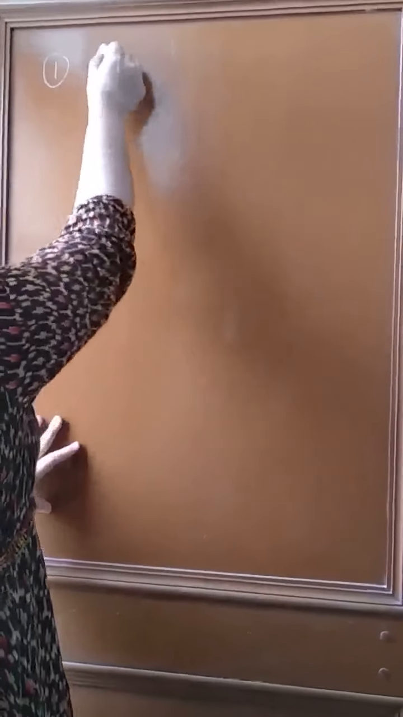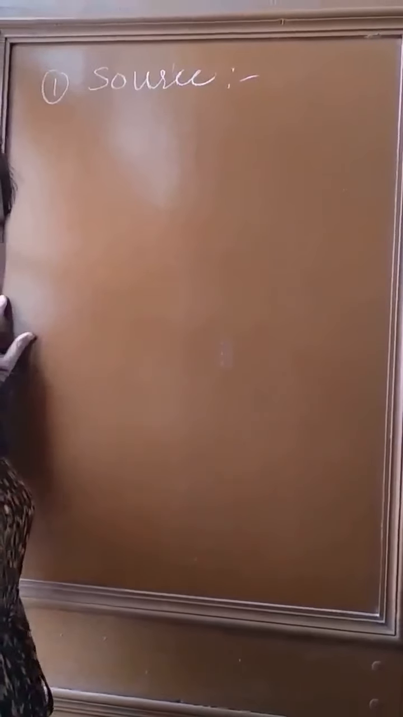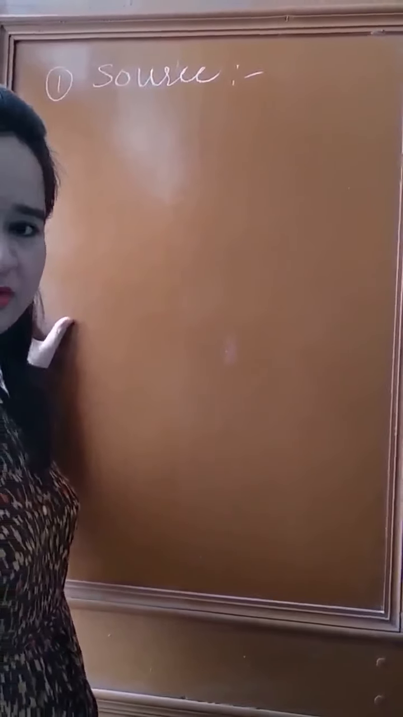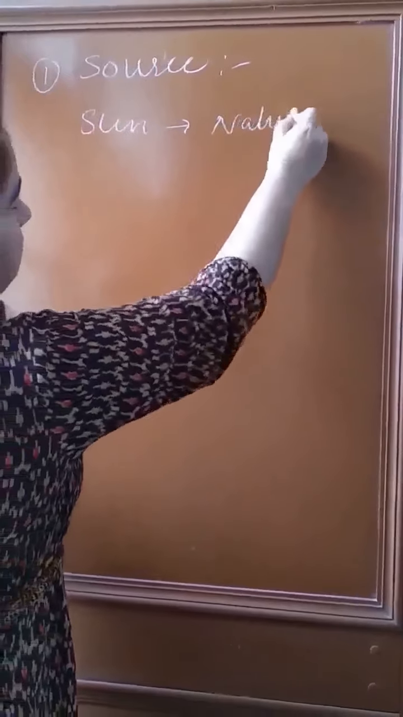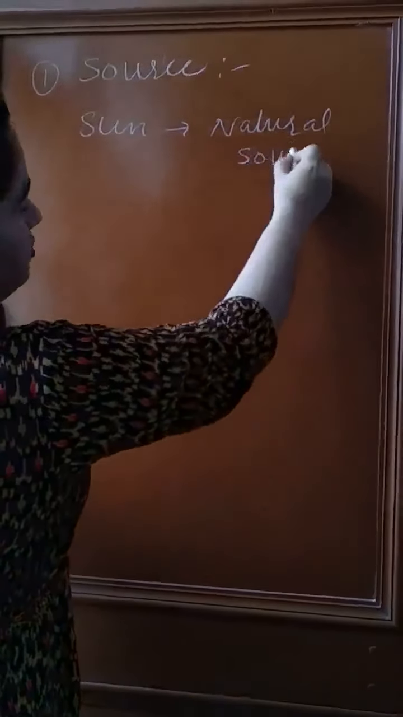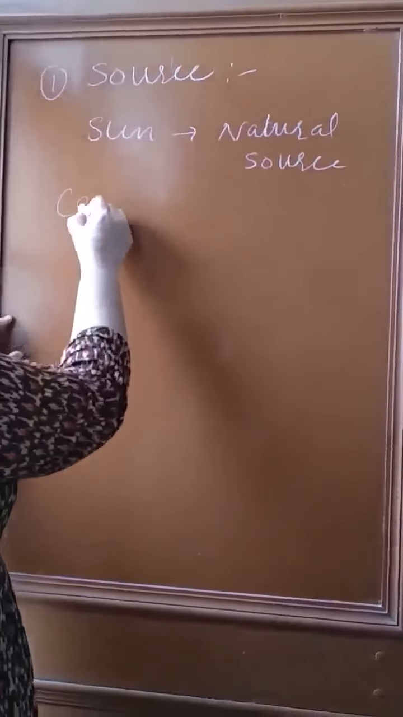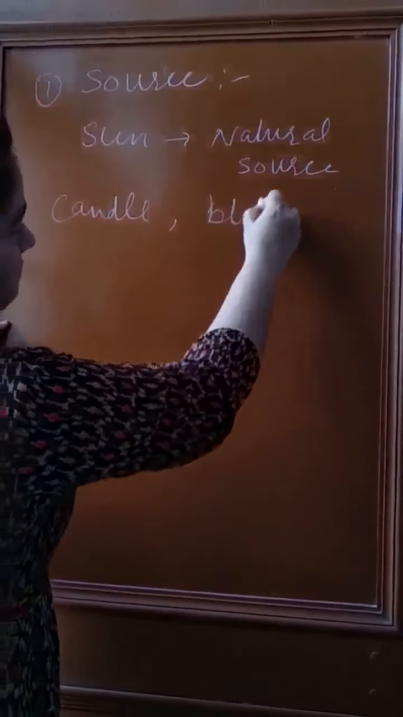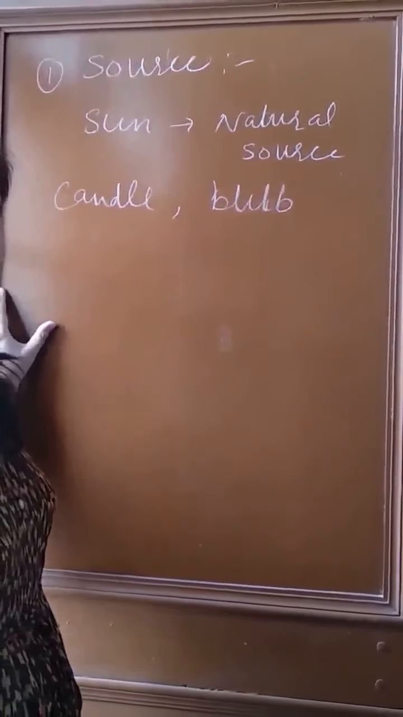Important terms related to light are: first one is source. Source which gives us light, which produces light. It may be artificial or it may be natural. Now we know the sun. Sun is a natural source which produces light. This is the ultimate source of energy. And like candle, bulb, these are artificial sources of light.